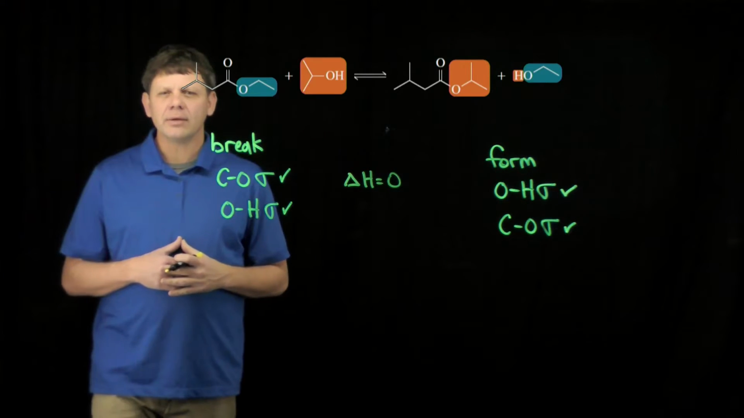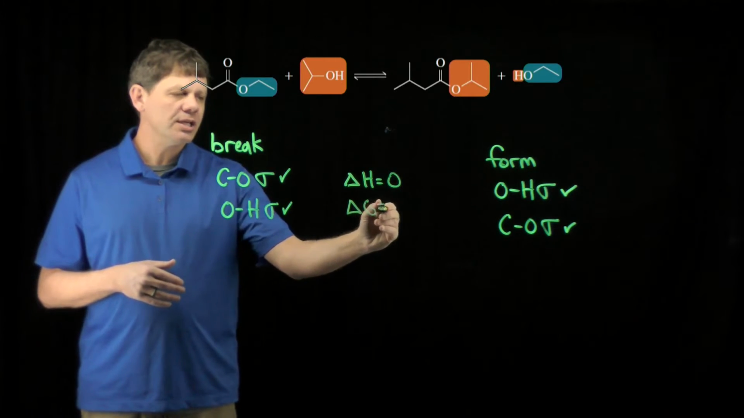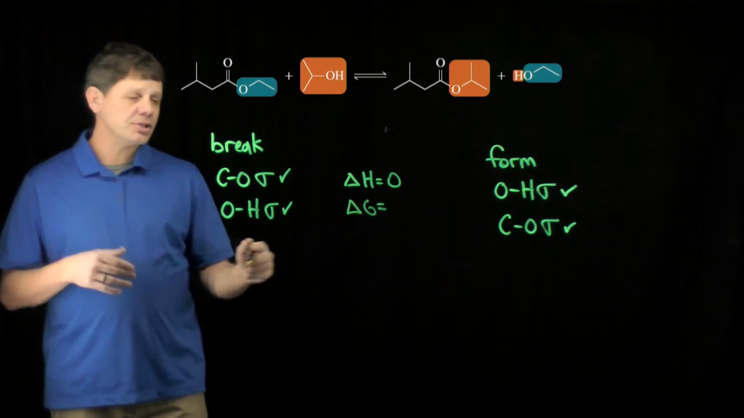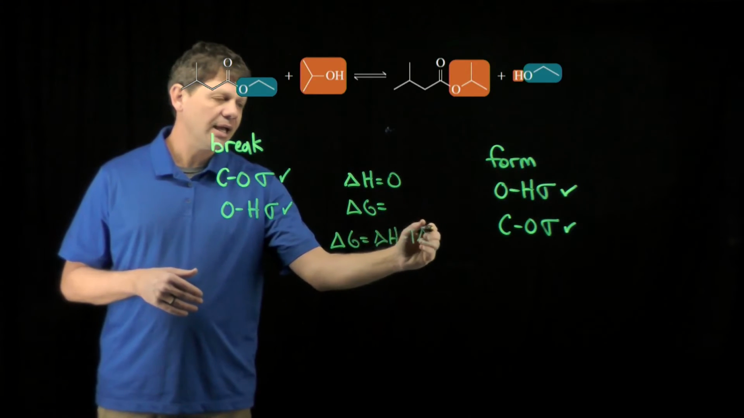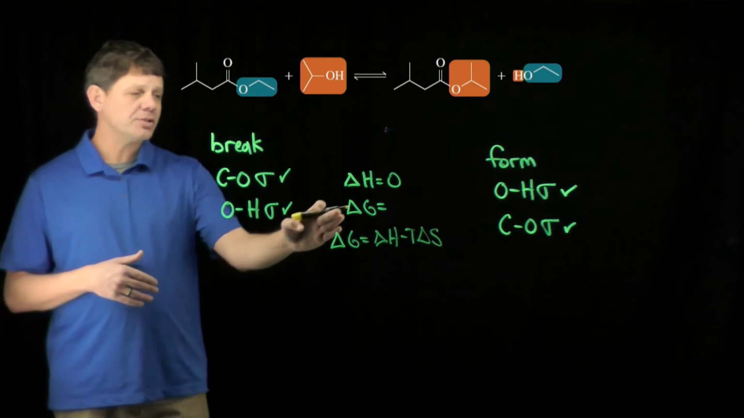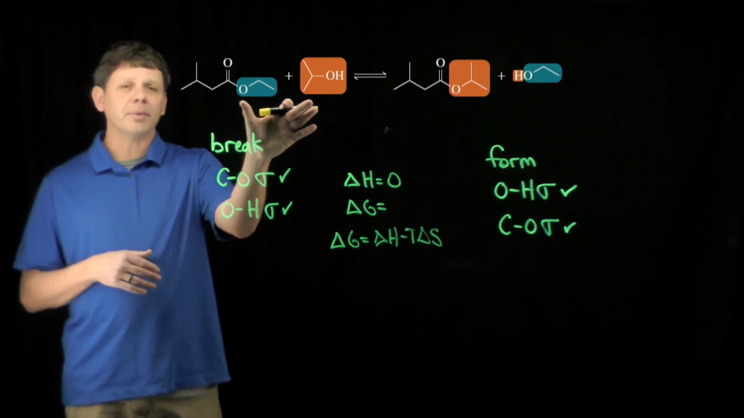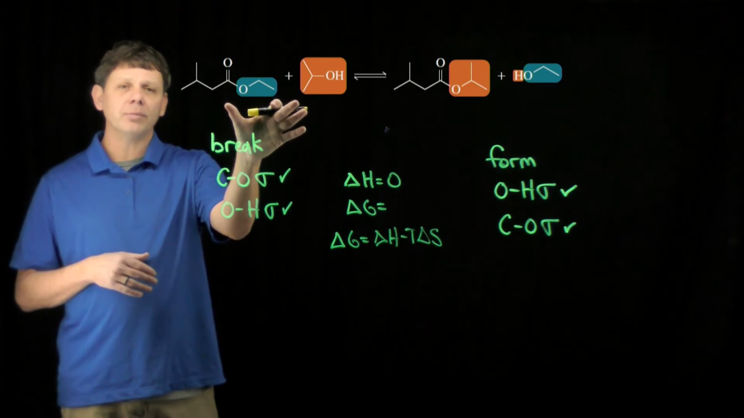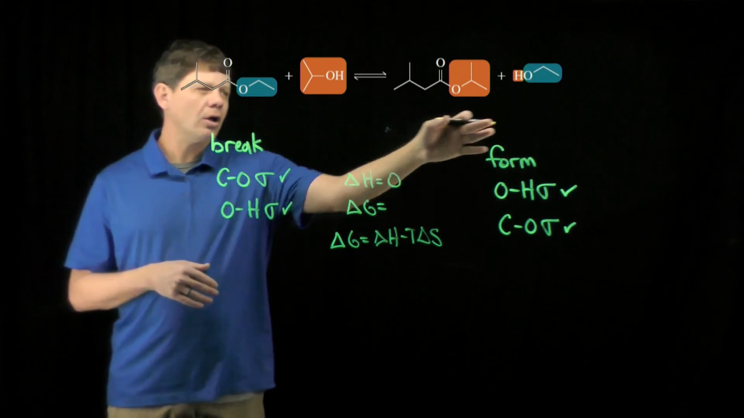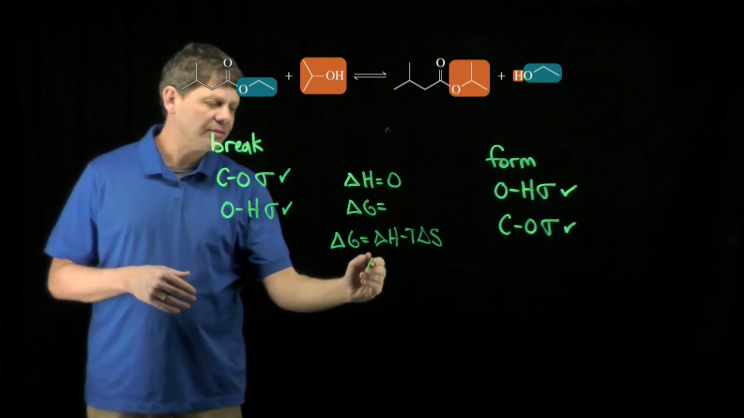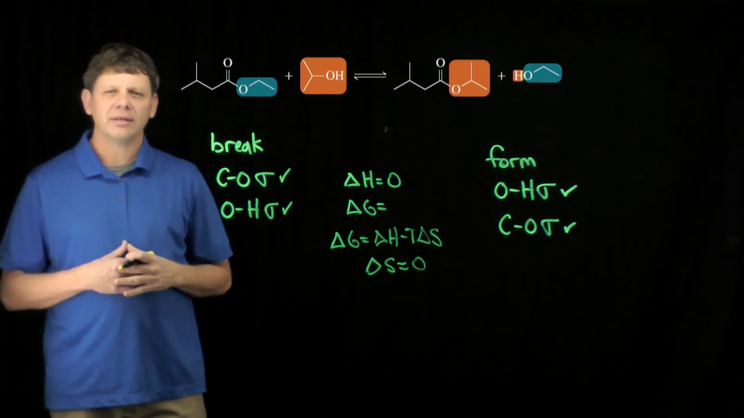Now, if we want to estimate the equilibrium constant, what we really care about is delta G. We want to know what delta G is equal to. And delta G is going to be equal to delta H minus T delta S. So in order to estimate delta G, we have to know something about delta S. Well, lucky for us, this reaction involves two molecules forming two molecules, an ester and an alcohol forming an ester and an alcohol. And so we can estimate with pretty close certainty that delta S in this reaction is 0.